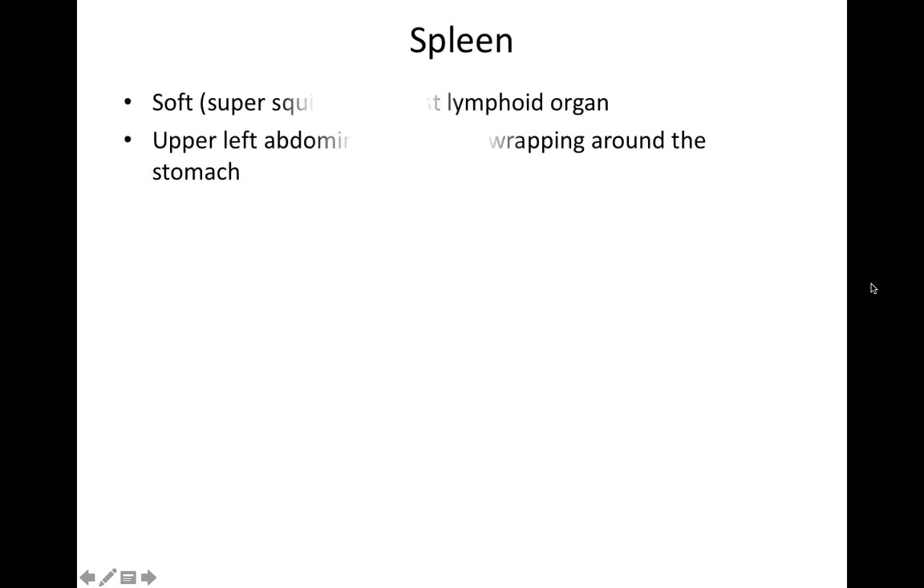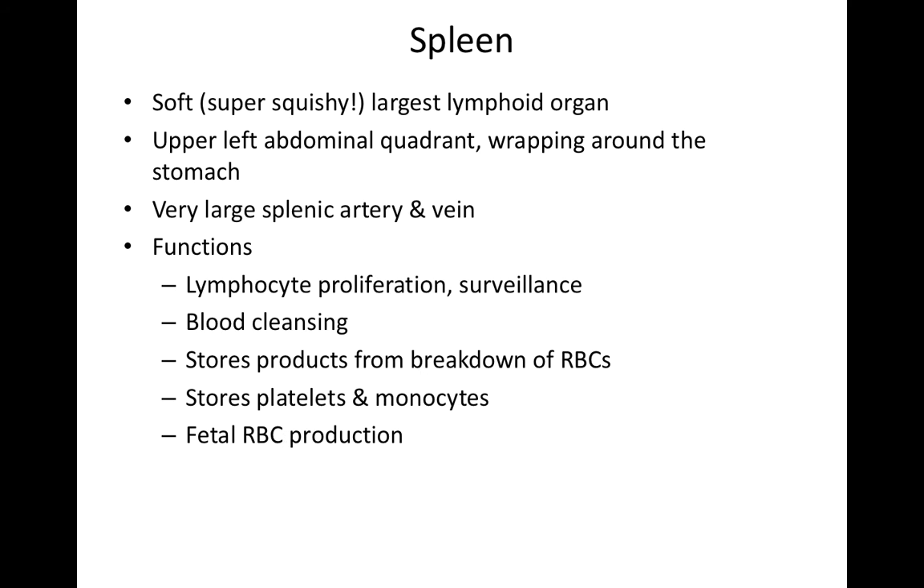All right, the spleen is definitely the largest of our organs here. It's very soft, very squishy. It's in the upper left quadrant of your abdomen. It kind of wraps around the lateral portion of the stomach a little bit. The issue with the spleen is that it has a very, very large artery and vein. And so if there's an injury to it, we are at risk of bleeding out.